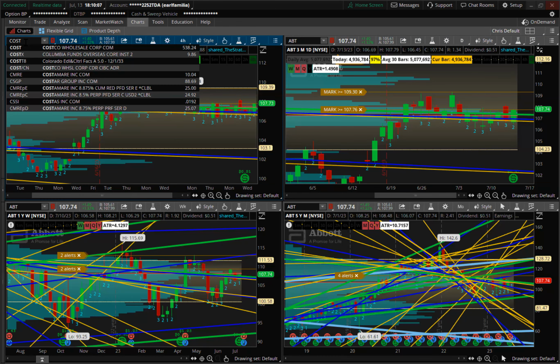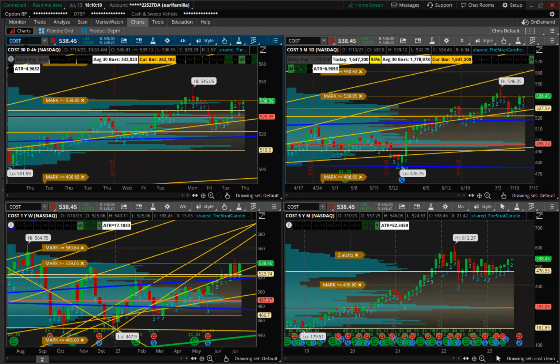So that's Abbott speculative play. Now we're gonna move into Costco. This one here, Costco, we took a double inside day entry on, I believe it was Wednesday. Yeah, we took the double inside day break on Wednesday. Very strong price action off of that break.